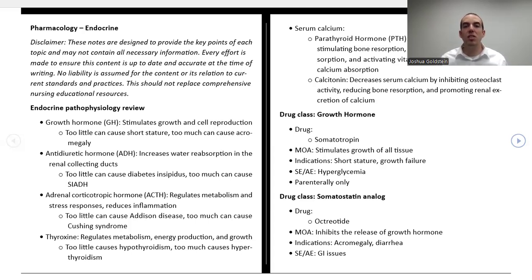If you end up with too much of this, you have SIADH, or syndrome of inappropriate antidiuretic hormone, in which case the patient holds on to too much fluid. The lab to assess for this is going to be an ADH level.